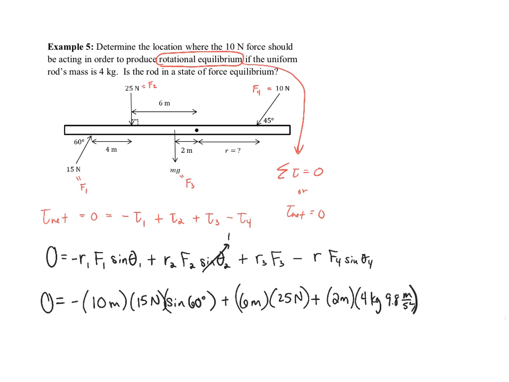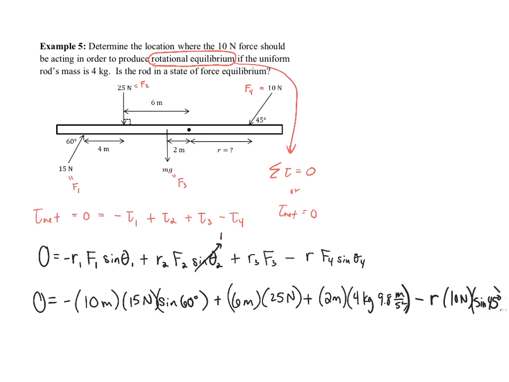And then finally, the last step is minus. Well, r is unknown for the last part. F4 is 10 newtons. And then we have the sine of 45 degrees. Okay, so our goal pretty much is to solve this equation listed here, to solve this for little r.